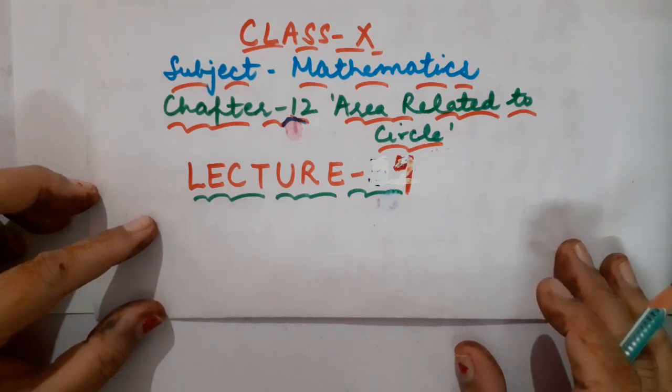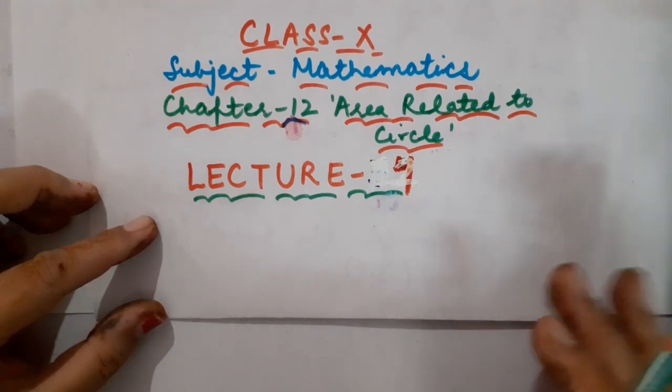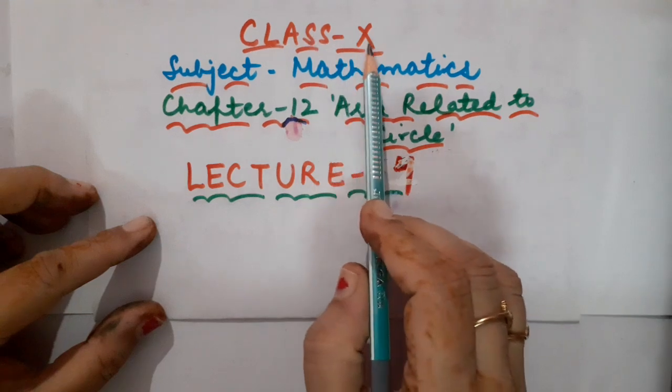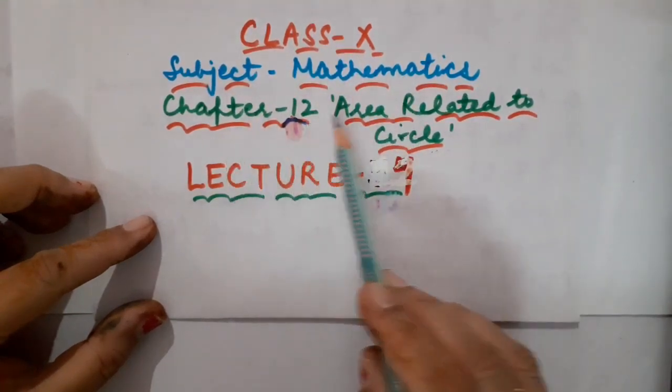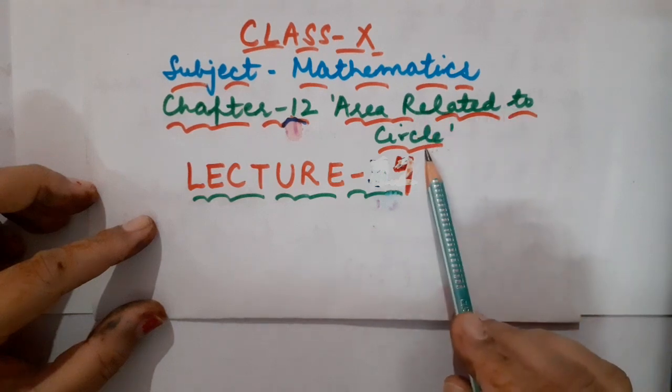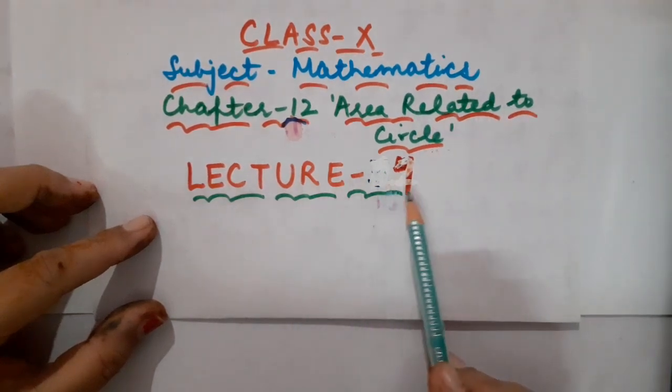So, children, let us start today's mathematics class of grade 10th. This is class 10th, subject mathematics, chapter number 12, area related to circles. And children, this is lecture number 4.